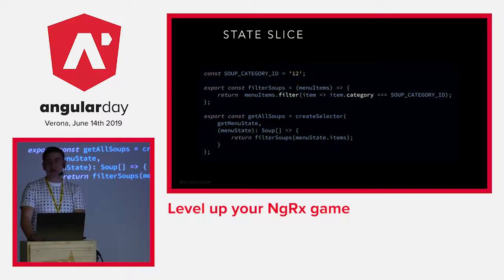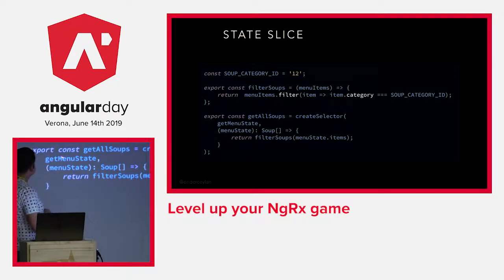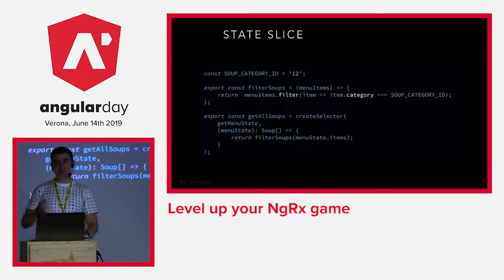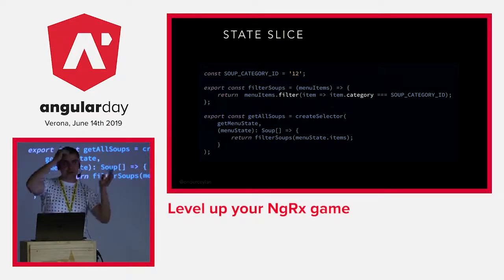This is an example of using a selector, slicing out a part of the menu state. You can see I introduced a new filter function. This is how you can improve reusability. I just introduce a filter function, use it in my selector, and I can use the same filter function in any other service or component when needed. This is getting the menu state, and out of the menu state, it's getting the slice of the state for the soups. It's filtering the soups part of the whole menu. This is how selectors work. They just grab a slice of the whole state, so you just deal with that slice.